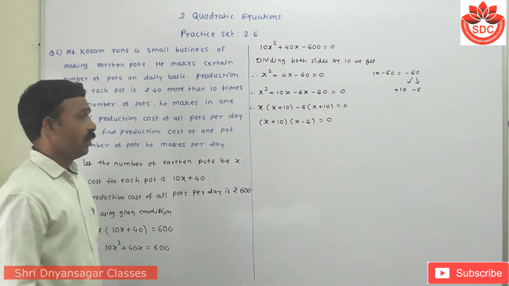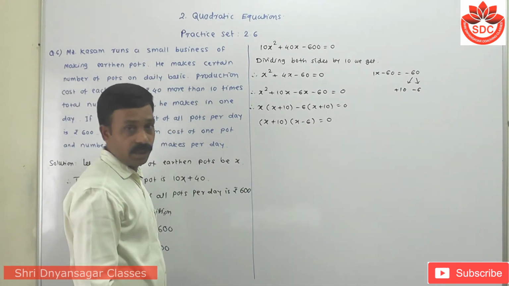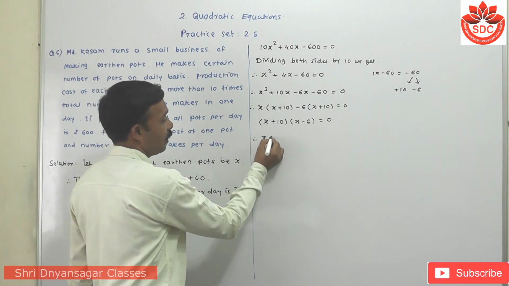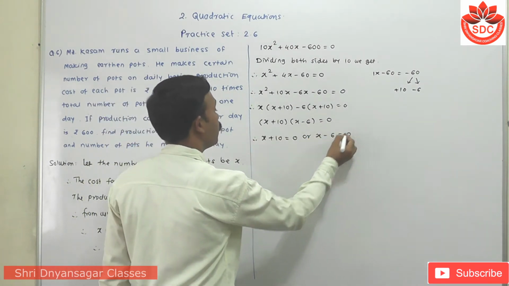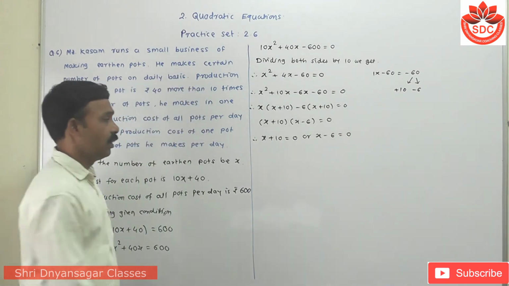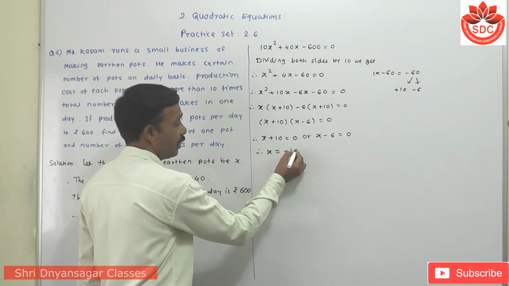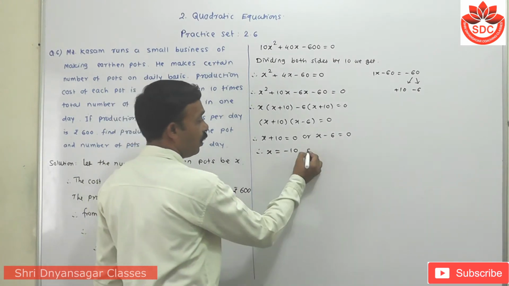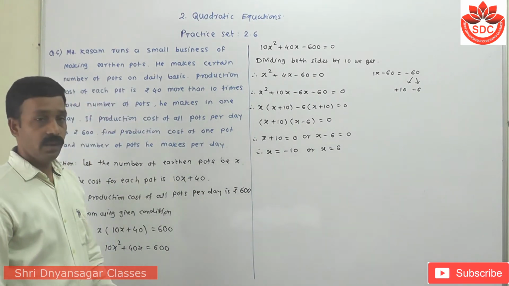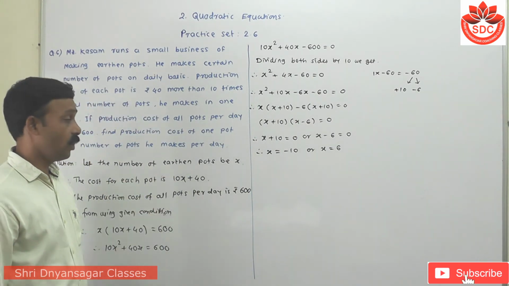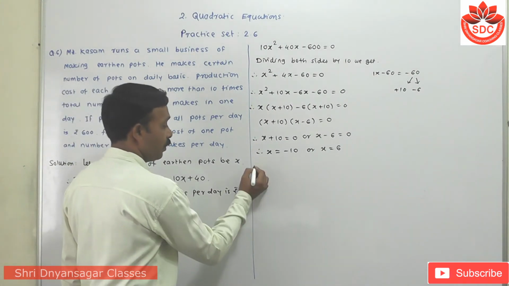Then we know the property: if the product of two terms is 0, then at least one of them must be 0. Therefore, x plus 10 is equal to 0 or x minus 6 is equal to 0. Transpose this 10 to this side, we get x is equal to minus 10 or x is equal to 6. But students, the number of earthen pots cannot be negative. Therefore, this is not acceptable.